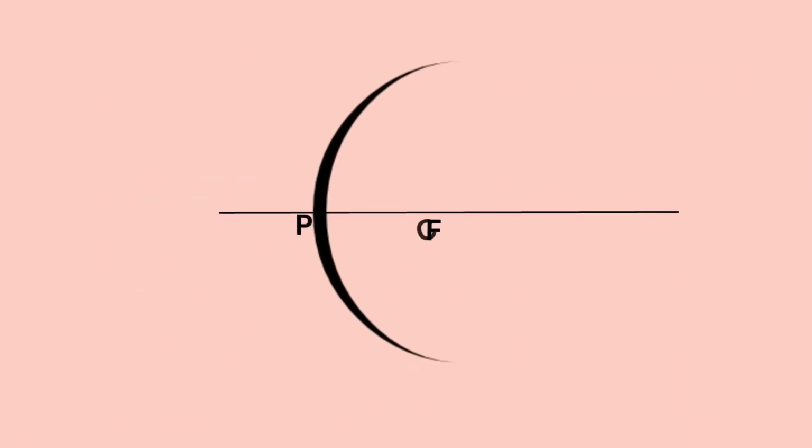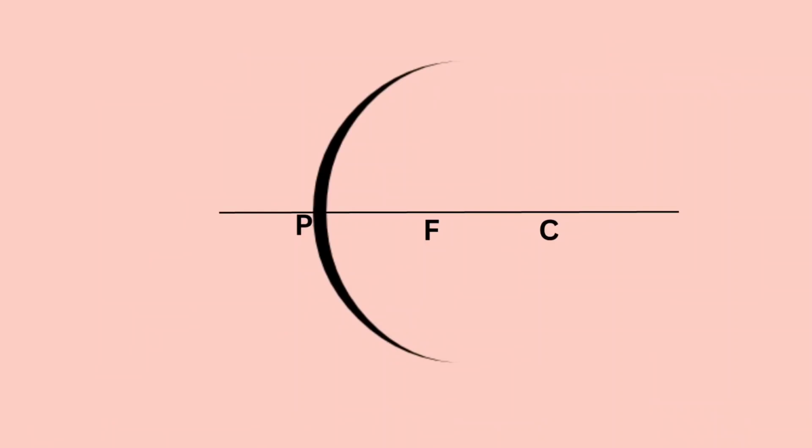Now, this is a concave mirror. First, let's draw the principal axis, which is a straight horizontal line passing through the mirror. Next, we mark the important points on the principal axis. Pole, P, the center point of the mirror surface. Focus, F, the point where parallel rays meet after reflection. Center of curvature, C, the center of the sphere of which the mirror is a part.